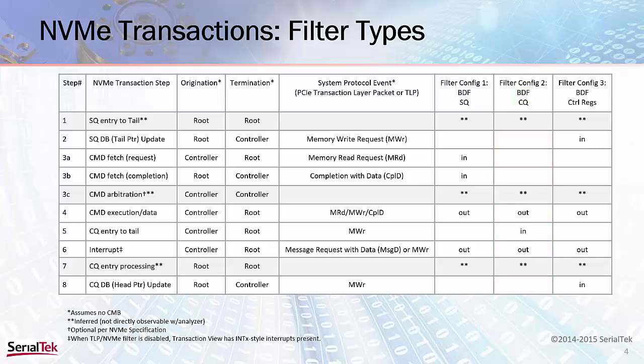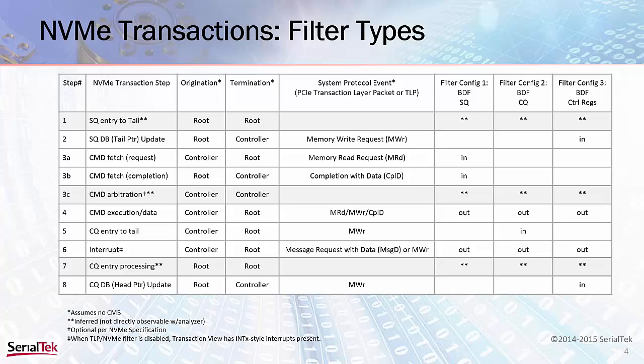Lastly, if we provide a bus device function number to the filter, as well as the controller registers, then we see that now the doorbells are included in the trace, but all other aspects of the transaction, the data, the interrupt, the completion queue entries, the command fetch request and completion, are now all excluded from the trace. And this can be done for one specific device on the bus or for many different ones. Again, many different combinations are possible and are selectable by the user.